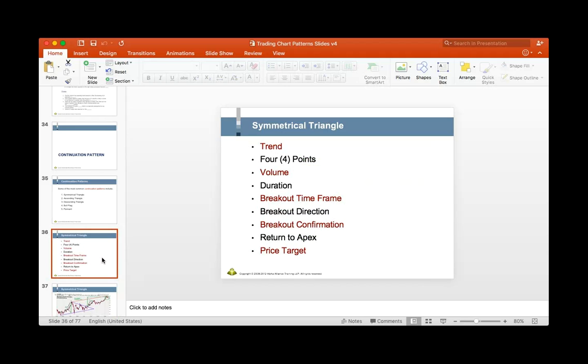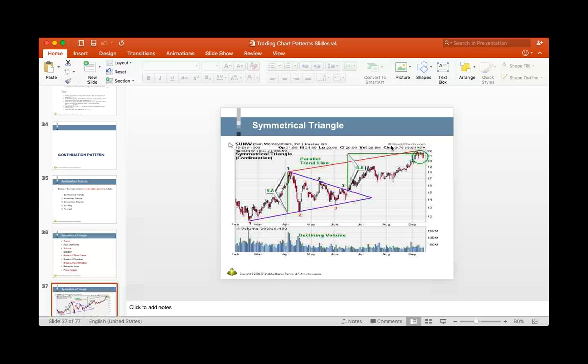Breakout confirmation: you need to have a confirmation of whether it breaks out. Remember when we say that price is going up, volume is important. Return to apex: what it means is sometimes after it breaks out, it may go back to the apex, back into this point, before confirming again.